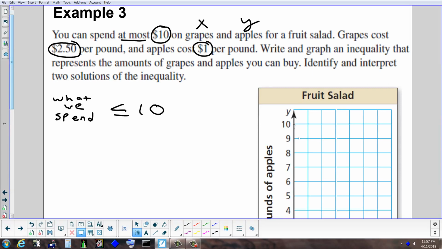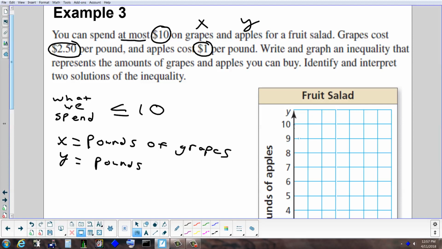So we can spend it, let's see, grapes. Right, so what we're measuring here is the number of pounds we're buying. Not necessarily how many grapes and apples, but how many pounds of grapes, how many pounds of apples. So X is pounds of grapes. I'm just going to copy that down over here. Pounds of grapes. And Y, pounds of apples. Just to make it clear what's what.